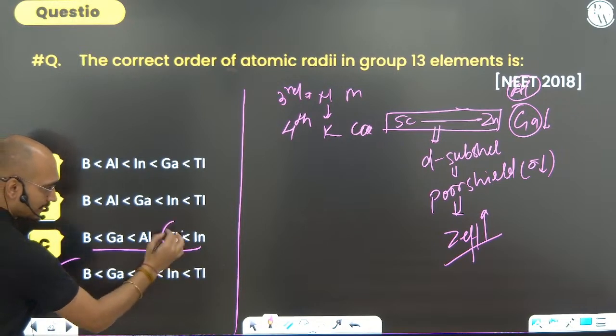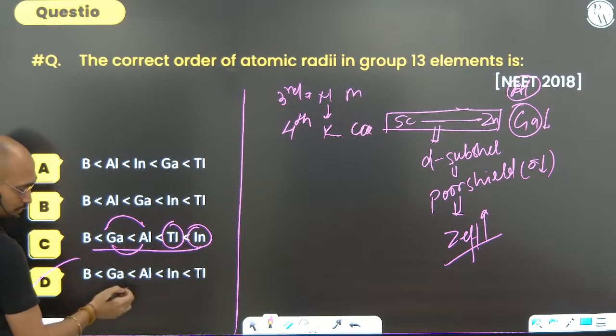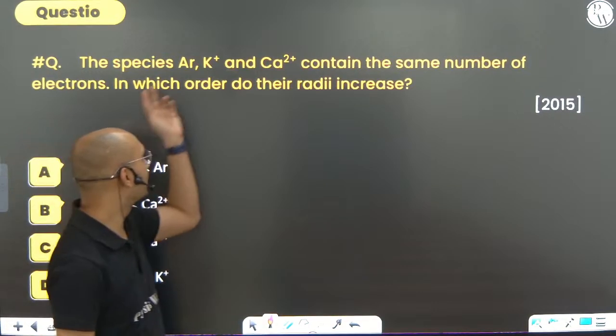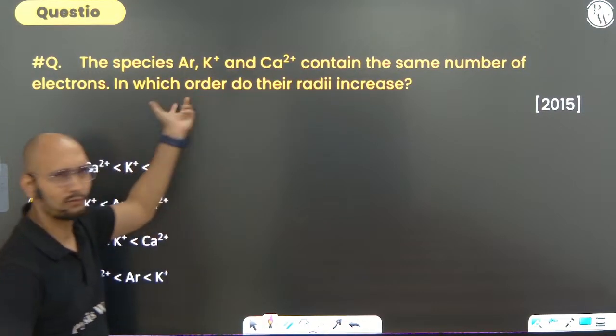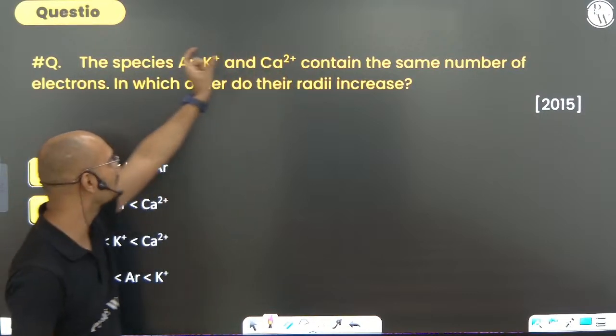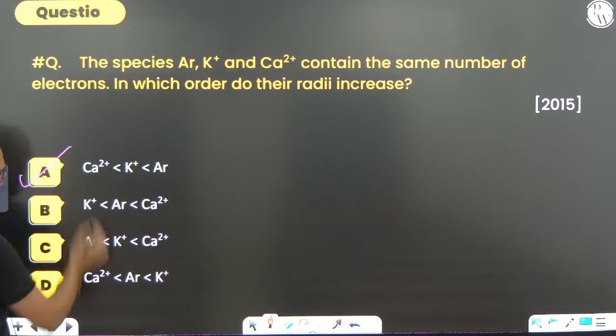See, it is a very good question. Thallium and indium are given. Many students will answer just by seeing gallium and aluminum, but you have to see thallium and indium also. Okay, next. The species argon, K plus, all of them are isoelectronic. Where the maximum charge is there, it will be smallest. Where the minimum charge is there, argon, it will be largest. So option A, very easy, right?